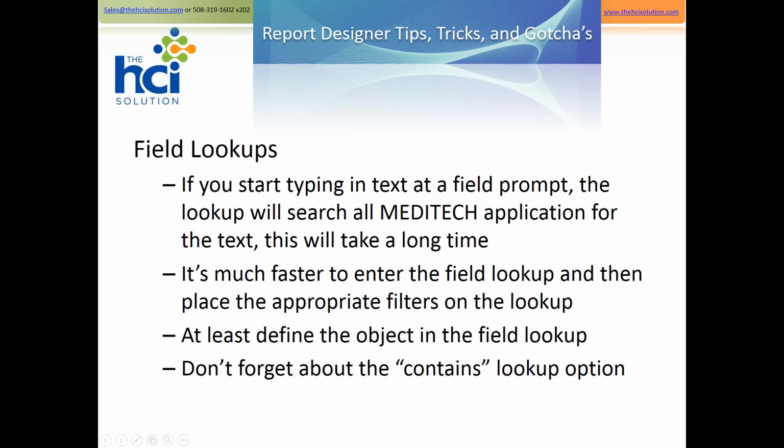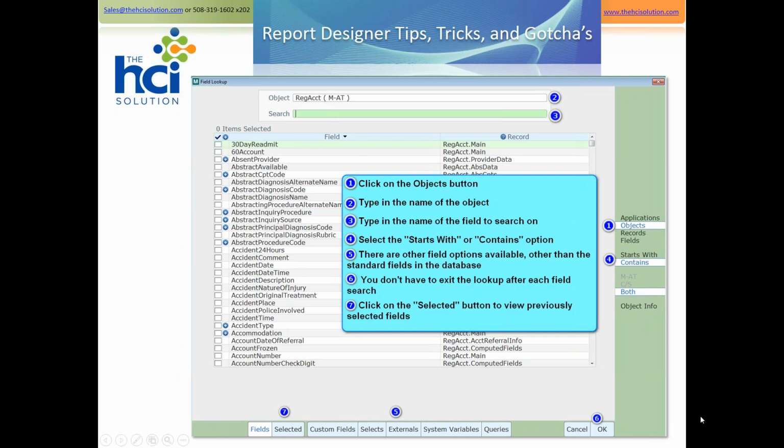Now I've created a little screenshot here. It's kind of like a little cheat sheet that explains what I find to be the best way to use this field lookup tool, in the order of the actions that I take when I go into the field lookup. First thing you want to do when you go into the field lookup is click the objects button, and then in the object field, type in the name of the object.